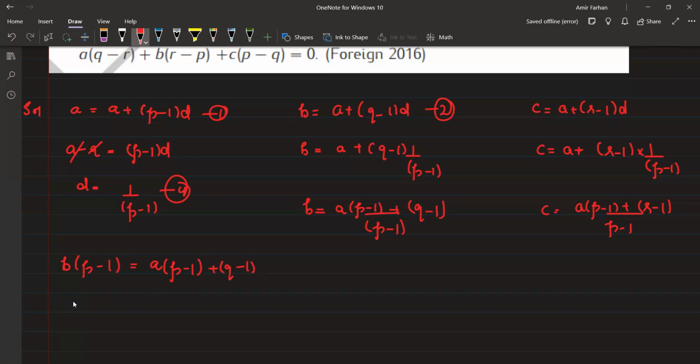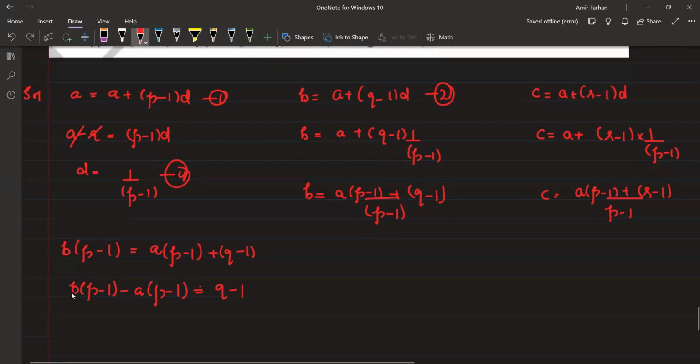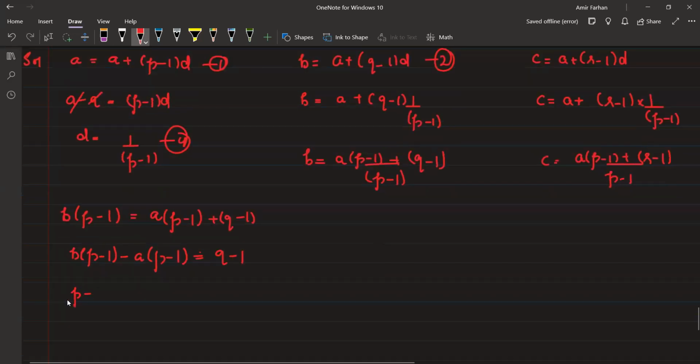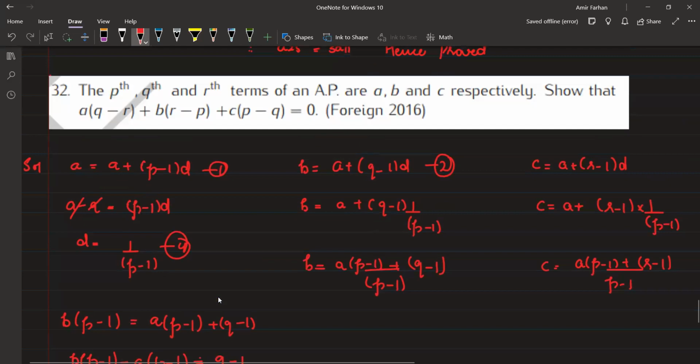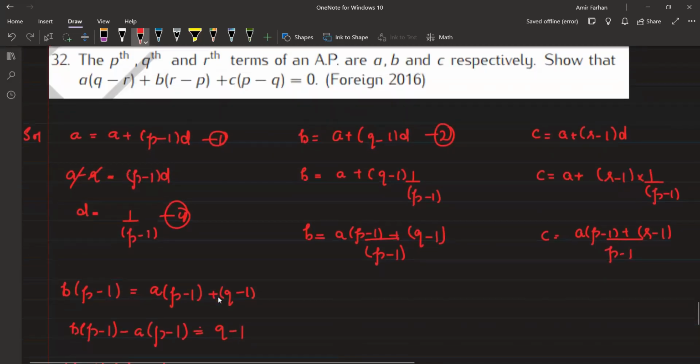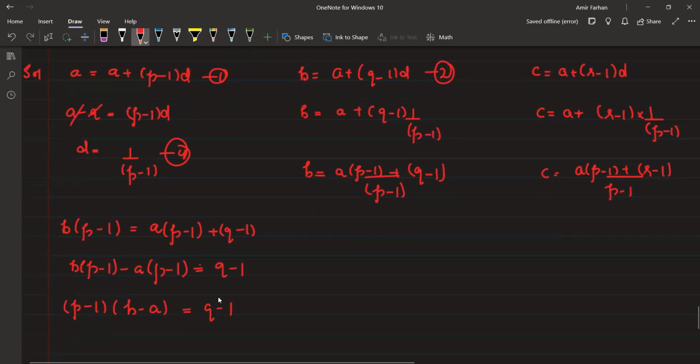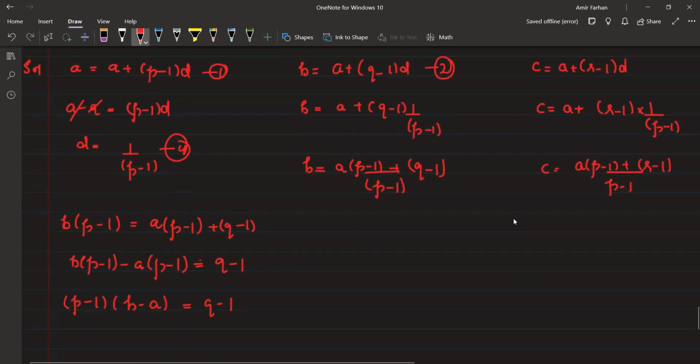So you can take the p minus 1 on the left hand side: b(p minus 1) minus a(p minus 1) is equal to q minus 1. You can take p minus 1 common, and inside it will be b minus a, so (p minus 1)(b minus a) is equal to q minus 1. Is this step clear to you, Zainab? Yes, sir.